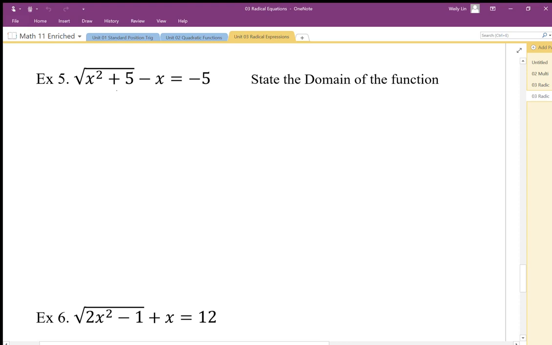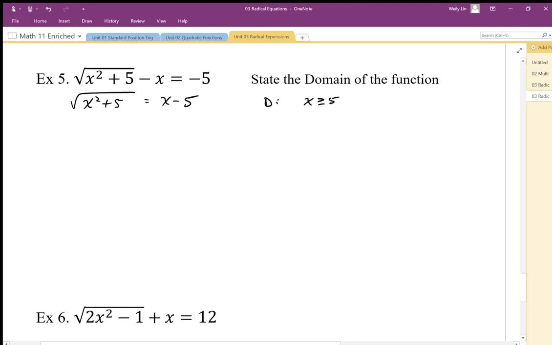To find out the outside domain restriction, it's much easier to make it equal to the square root first. So I'm going to add x to both sides, and this makes it easier to see the outside restriction. So we know that x must be greater than or equal to 5. Okay, so there's our outside restriction.